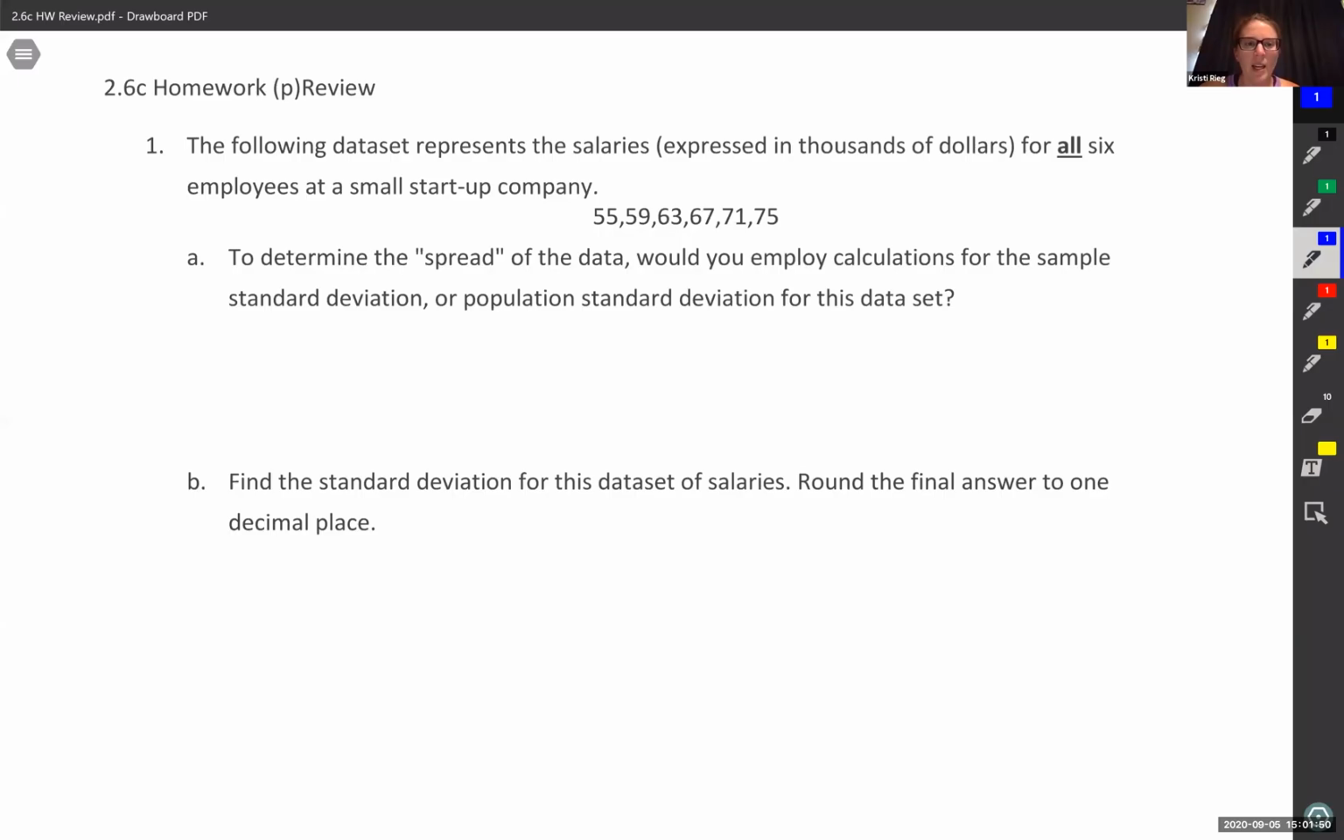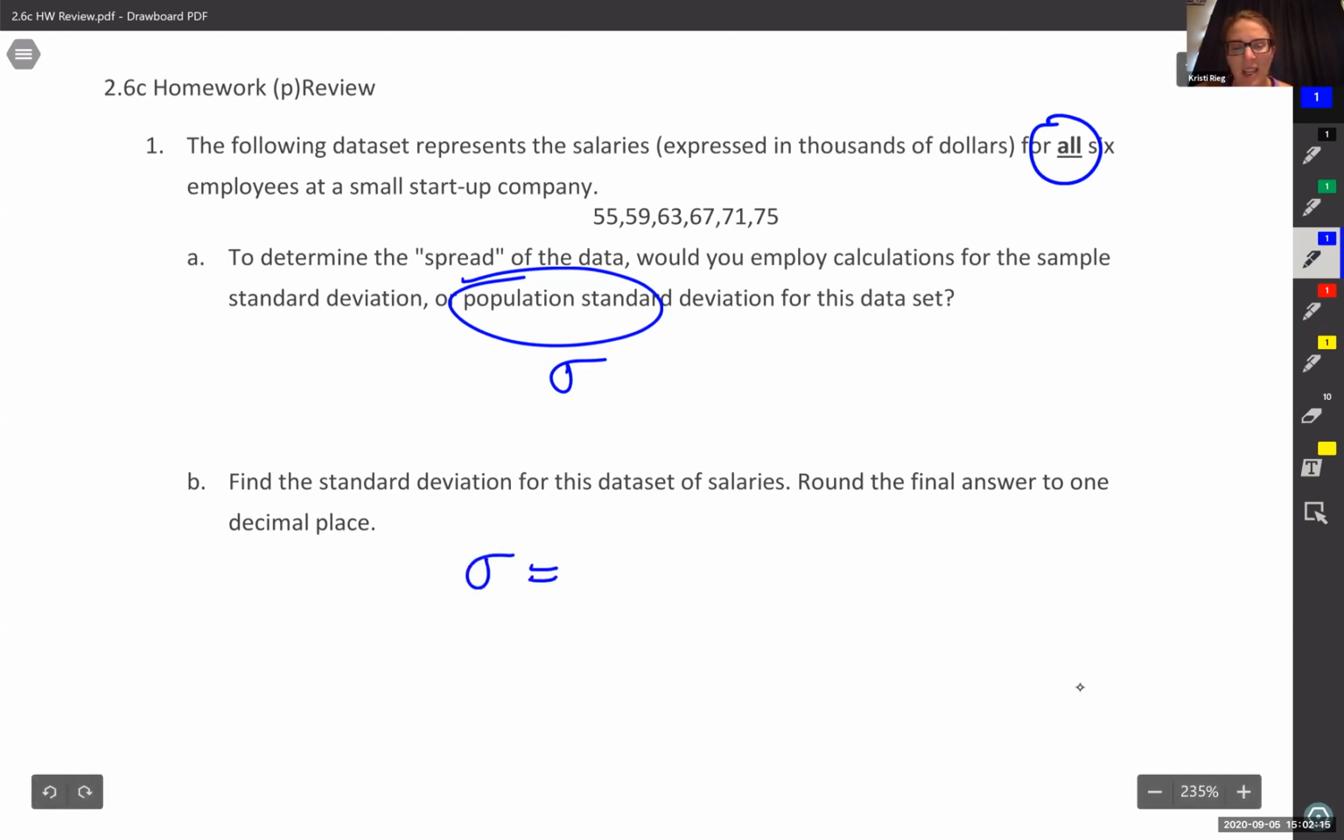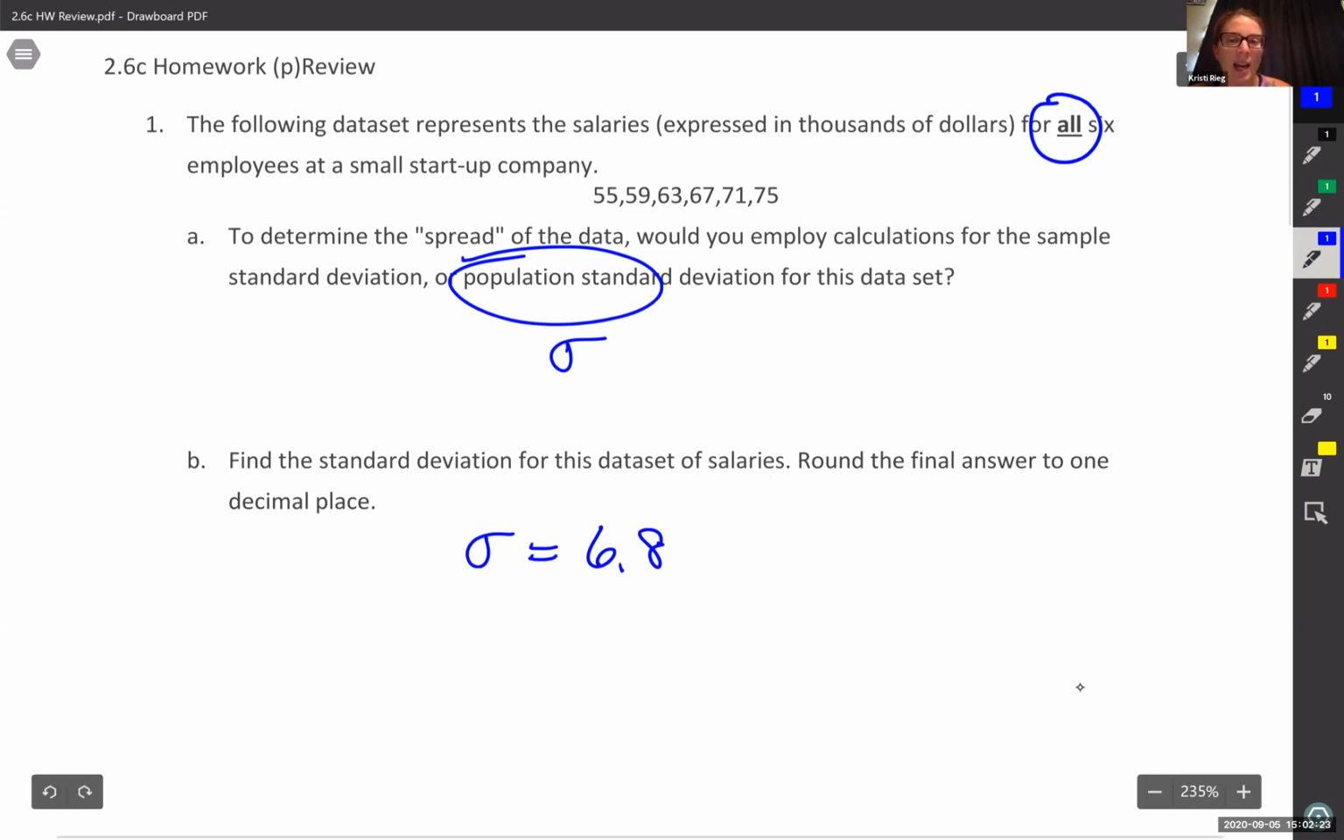And this first one and the second one, they're actually very similar. But what I notice here is the word all. So by having the word all, it goes with population. And just as a reminder, that's sigma. So for B, you're going to throw all this into your calculator and you have sigma, and I think there's a little X on your calculator, but it's fine. Sigma equals 6.8, and it has the same units as the problem right here, thousands of dollars.